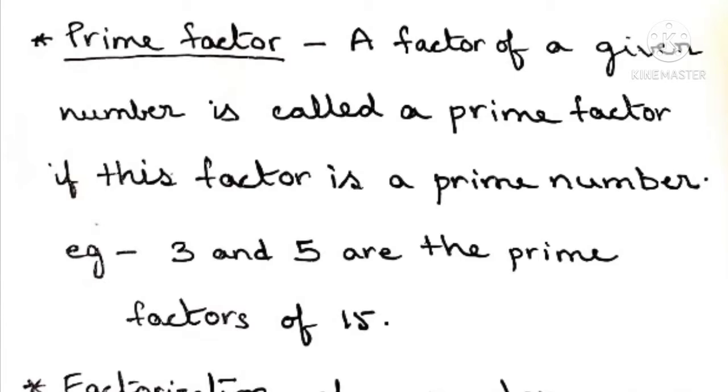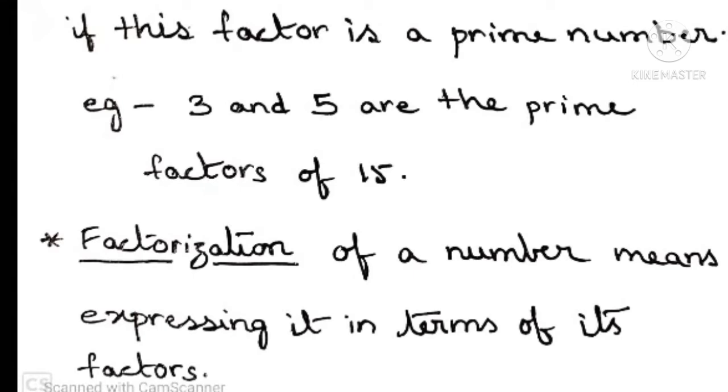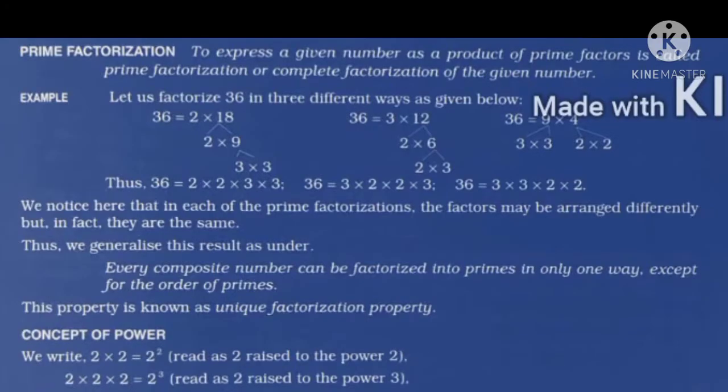So what is a prime factor? A factor of a given number is called a prime factor if this factor is a prime number. For example, 3 and 5 are the prime factors of 15. And what is factorization? Factorization of a number means expressing it in terms of its factors. Clear? For example, 4 can be written as 2 into 2.